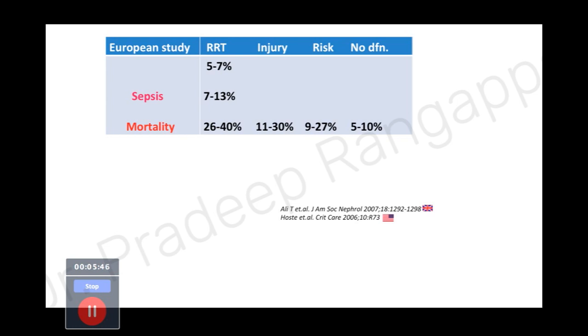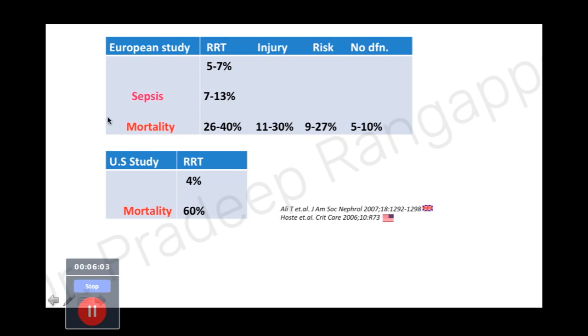I think it is important for trainees to keep this in mind when we are counseling, because just because someone is on dialysis does not mean that the patient is safe. It means that the patient is vulnerable. Mortality independently has gone up to 40%.